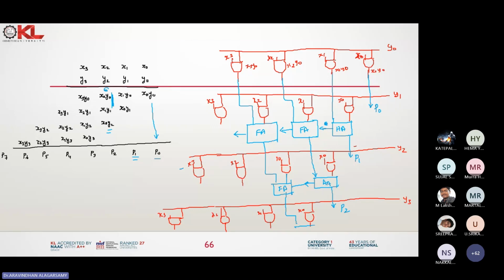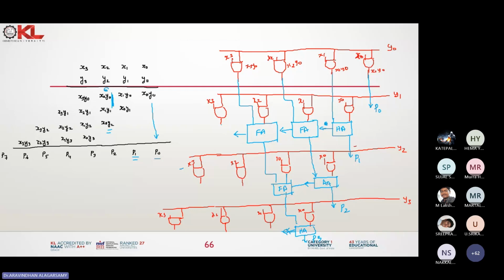And this 2 is going to be added. What is available here? A half adder is going to be available, and this becomes P3, and the carry is propagating to the next stage. Is it clear? Yes, sir. If you mark the diagram, it is very difficult.